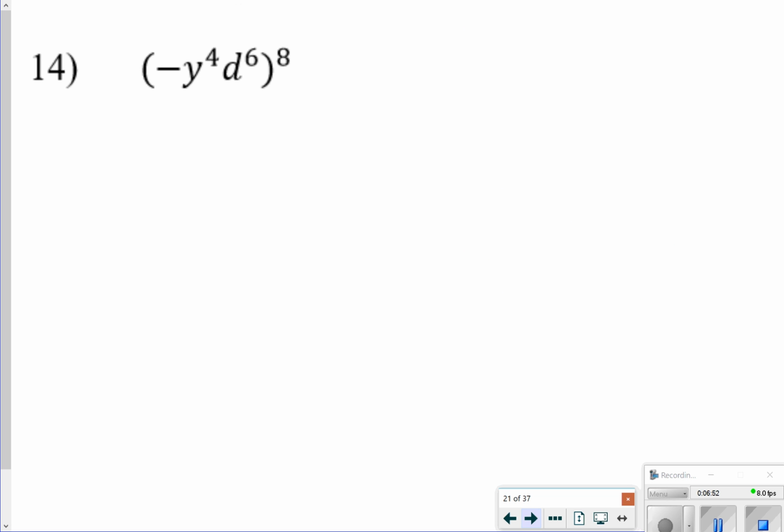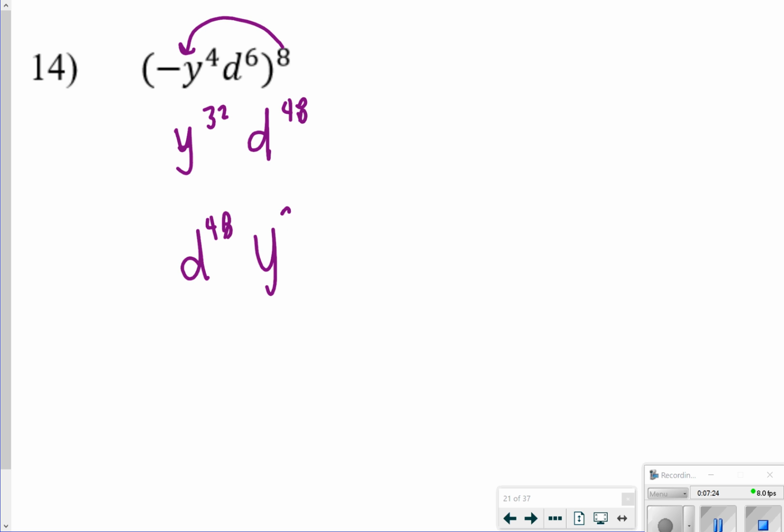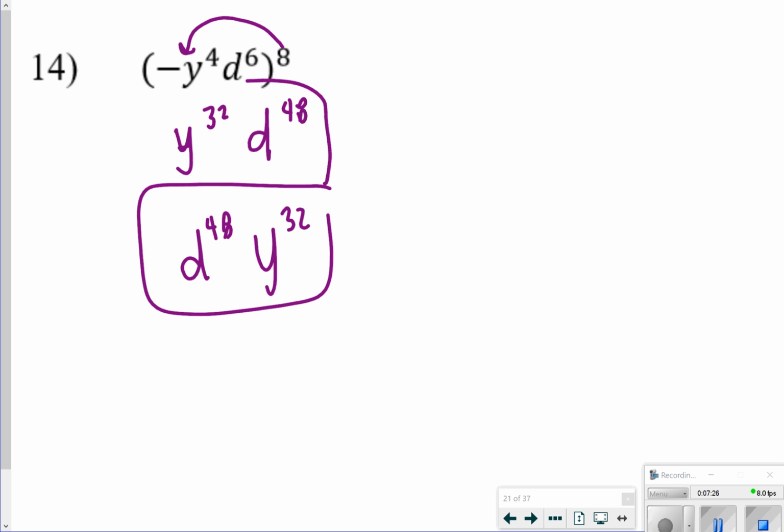For 14, I can also distribute here. Something to keep in mind whenever you are getting a negative number to be negative, it'd be like negative y to the 32nd power. Because you're multiplying even numbers, you don't need to keep the negative. So you would actually just have y to the 32nd power, and then d to the 48th power. Or you could have it switched around, d to the 48th power times y to the 32nd. So either one of these would work.